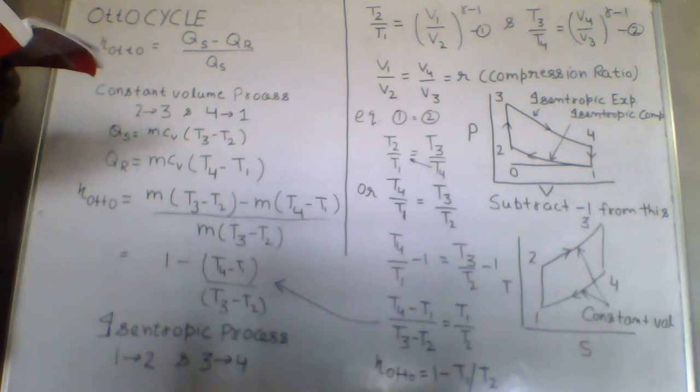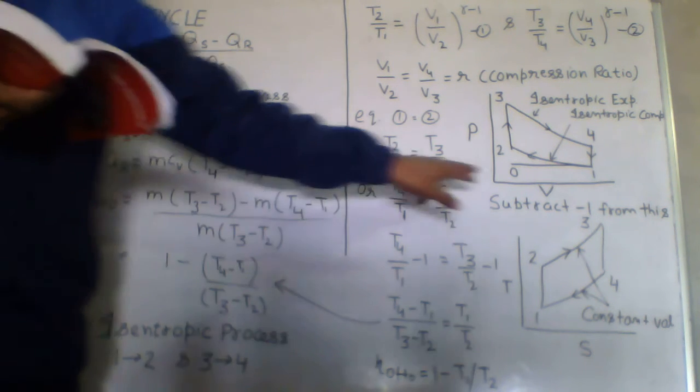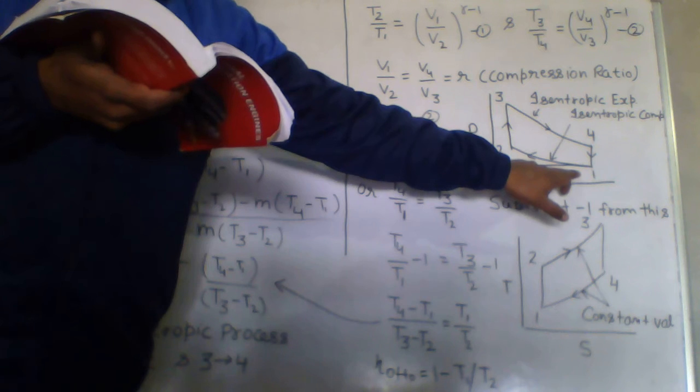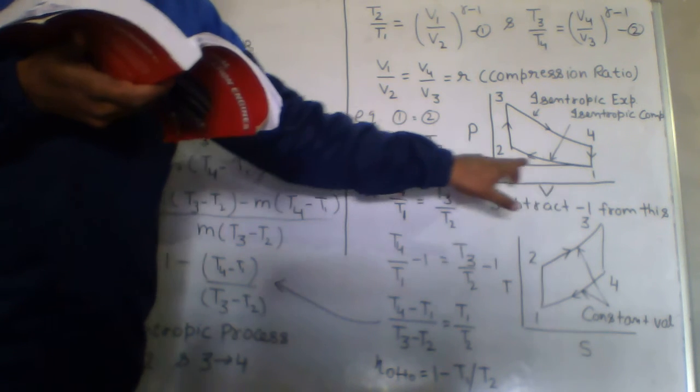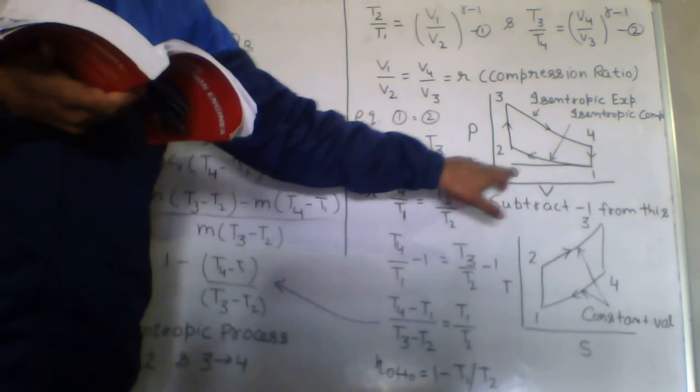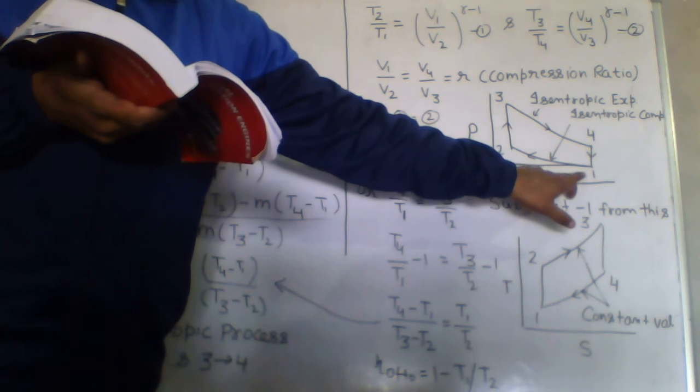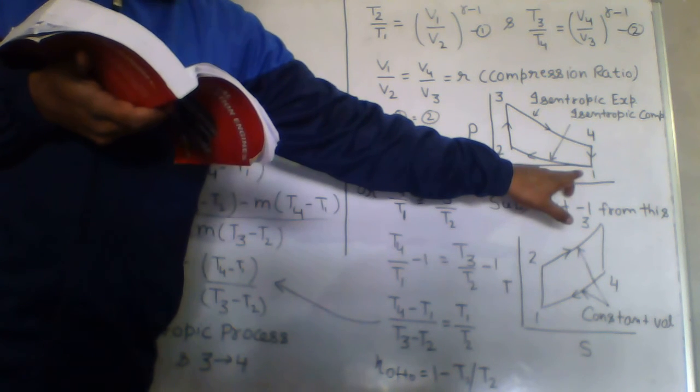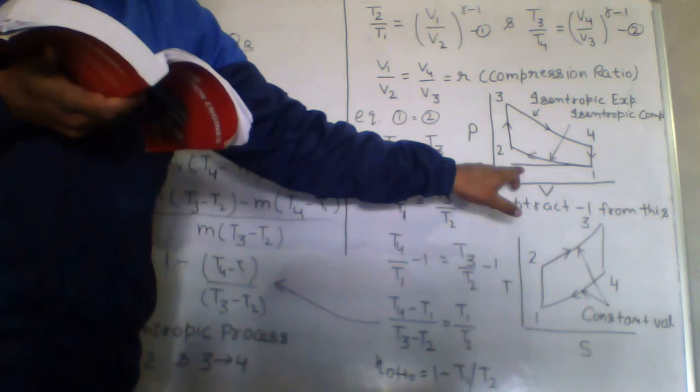When the engine is working on full throttle, the process 0 to 1 and 1 to 0 on the PV diagram represent the suction and exhaust processes. So this 0 to 1 is your suction, and from 1 to 0 is your exhaust.